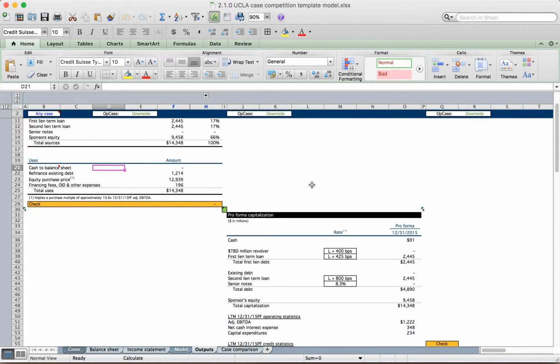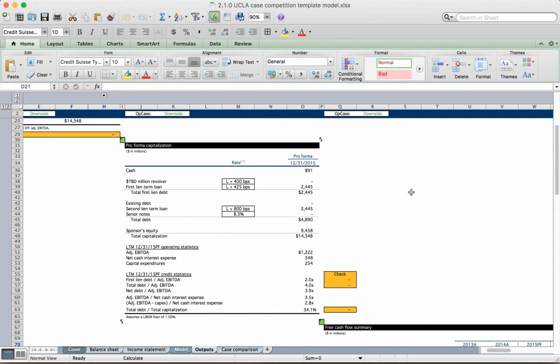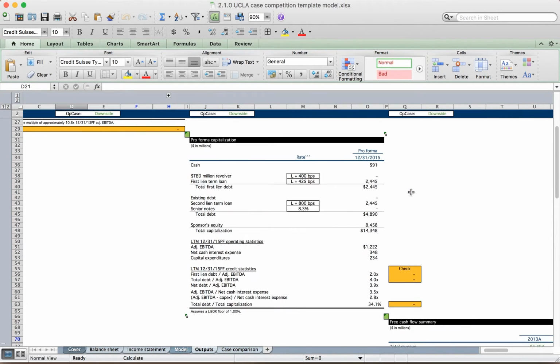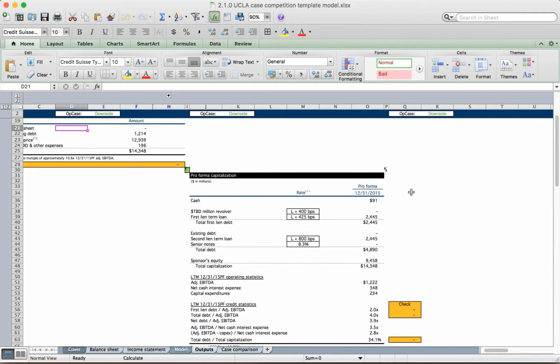Moving on to the pro forma capitalization table, we get into a little bit more of the details as to how expensive this debt is and what our debt service is looking like. So as you can see, it follows a similar format as our sources table. However, we've got our interest rates on there, so LIBOR plus 400 for the revolver, LIBOR plus 425 for our first lien term loan, and LIBOR plus 800 for our second lien term loan, and then 8.3% for our senior notes. And you'll see that our total capitalization also adds up to the total uses, because these are our total sources.